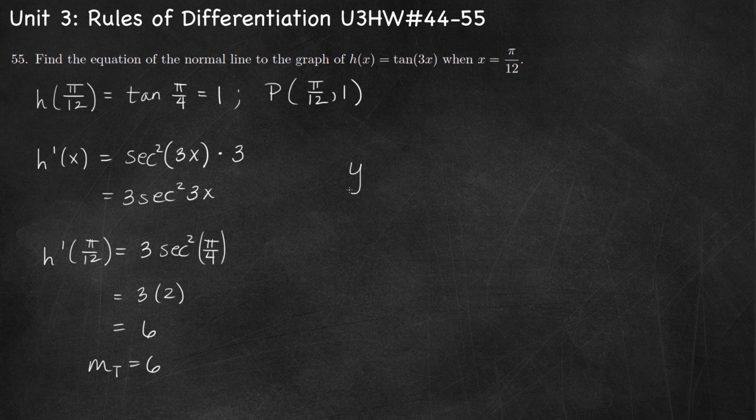And then the equation of the tangent line, so the equation for my tangent, I'm just going to put a T for tangent. The equation of my tangent line would be y minus 1 equals 6 times x minus pi over 12. The equation of my normal line is going to be y minus 1 equals, I use the opposite reciprocal slope, so negative 1 over 6 times x minus pi over 12.